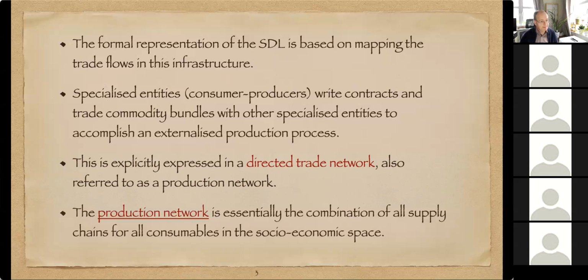But what is represented in a trade network, in a production network to be more precise, is that we map all the supply chains in the economy, in the socioeconomic space that we consider, and we map them in all detail. And we assume that that is fixed. Of course, how long it is fixed, we do not know, but as such, it is a static representation. I want to emphasize it is a static representation of the economy. It's a snapshot. You make a picture of the economy at a certain moment in time.